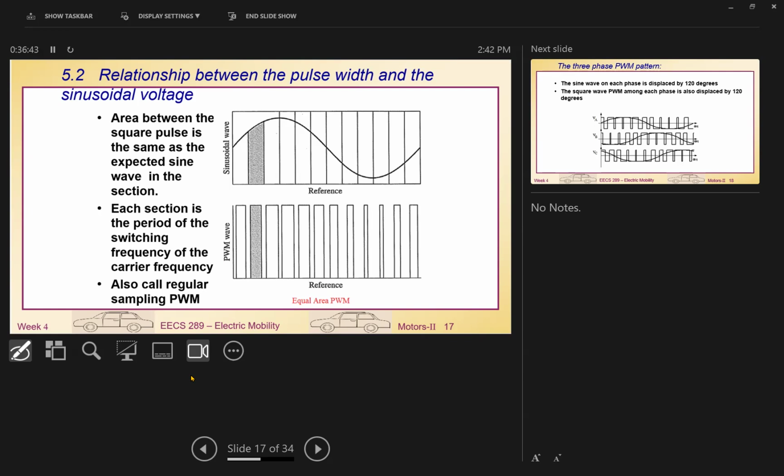So again, there are so many different types of PWM. I won't go through too much detail about how we conduct the modulation. But in the future, when you come to my class, I will show you more detail about how the modulation looks. But basically, we are using the time domain to adjust the voltage to do the job.